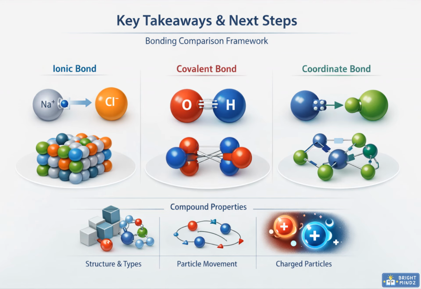To wrap up, remember the core distinction. Ionic bonding transfers electrons, covalent bonding shares electrons, and coordinate bonding uses a donated lone pair. The properties of compounds follow from structure, particle type, and whether charged particles can move. Use this comparison framework to handle ICSE style diagrams, reasoning questions, distinction tables, and scoring answers with confidence.